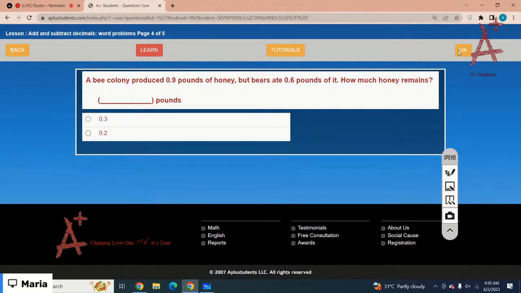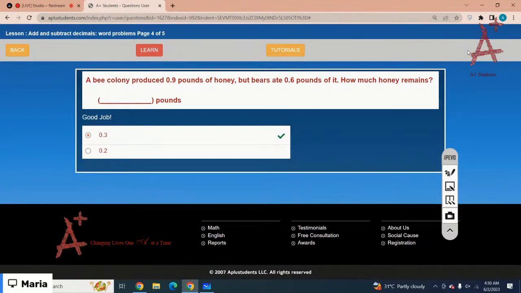Okay, the next one is a bee colony produced 0.9 pounds of honey, but bears ate 0.6 pounds of it. How much honey remains? So, which is the correct option? Yes, that means it is 0.3. You have to subtract. You have to find how much honey remains. So you have to subtract.